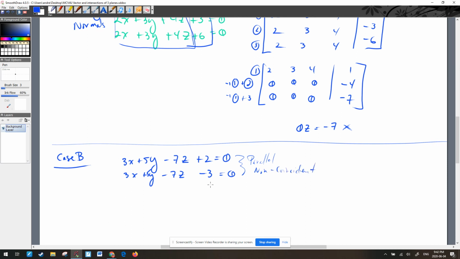And then the third one is different. It doesn't matter how it's different, it's just different. It could be subtly different, and that's sufficient. So it could be 3x plus 5y plus 7z minus 3 equals 0. Now this normal is different, and as soon as the normal is different, it's not parallel, okay? So this one is non-parallel.